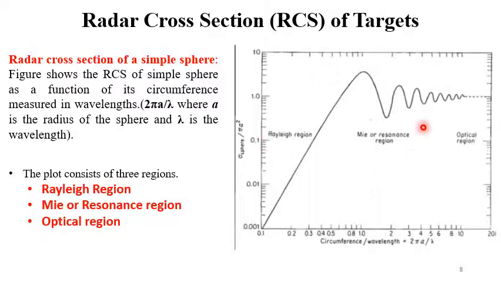So this figure actually shows the variation of radar cross section with respect to frequency or wavelength, and in y-axis it is plotted with sigma of the sphere divided by pi a square. So it is a normalized radar cross section, and in the x-axis we have circumference by wavelength, that is 2 pi a by lambda. So it is normalized perimeter, you can call it as.